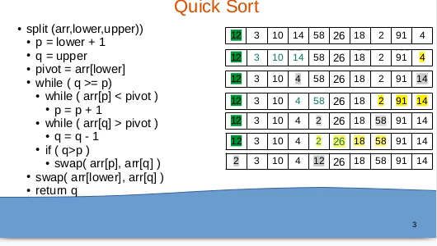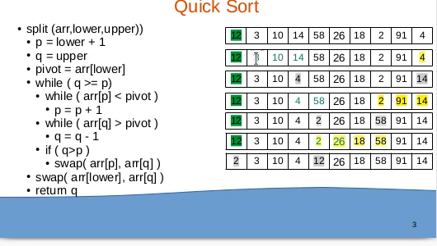Now let's check with the code. First we have to split. So here we are giving a function split which will return something. So split will take the array, the lower index and the upper index. Now p equal to lower plus 1. So lower is this one, so lower plus 1 is this. So pivot is our lower element.